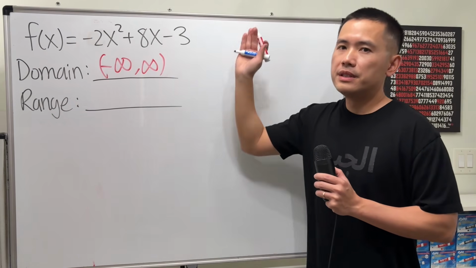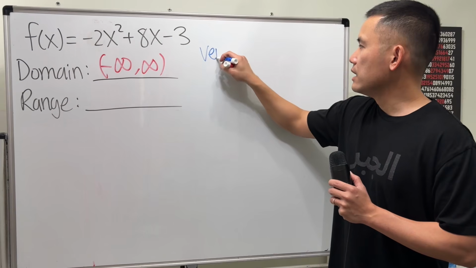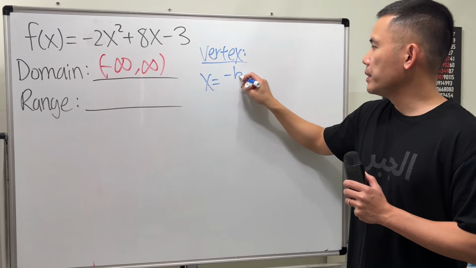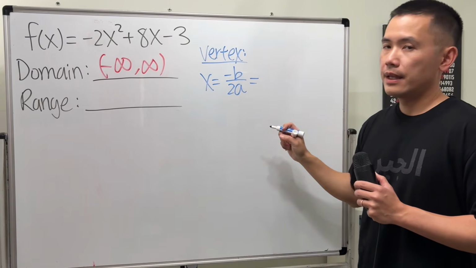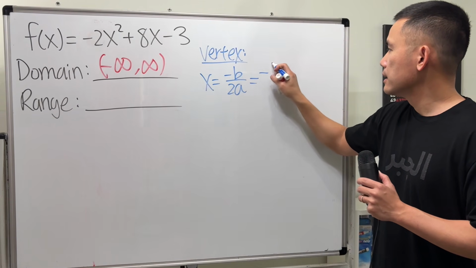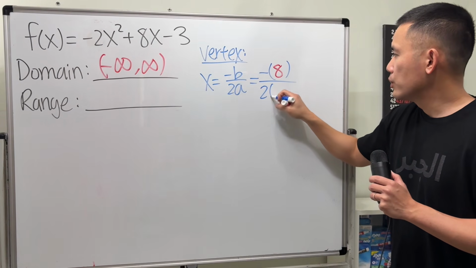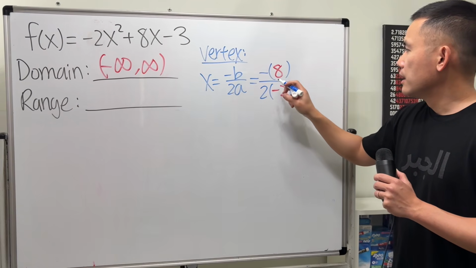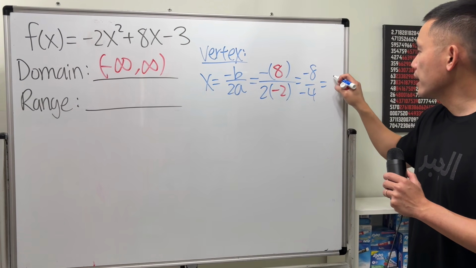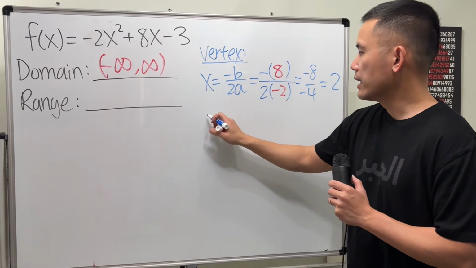For the range, this is in the standard form. So remember, the vertex is going to be at the x value, x equals negative b over 2a. B is 8, so we have negative 8. A is negative 2, so that will be 2 times negative 2. On the top, we get negative 8. On the bottom, we get negative 4, so we get positive 2. And then plugging this into all the x's, we get a y.